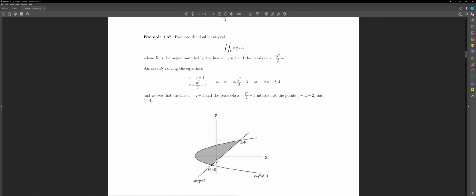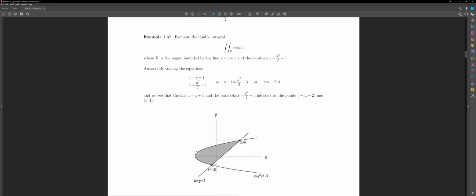Okay, so your y-intercept over here is minus 1. Your parabola, on the other hand, is x equals y squared on 2 minus 3, right? So if you forget about the minus 3 for the time being, a parabola x equals y squared on 2 will face this way over here.